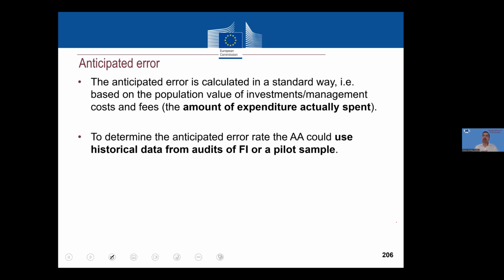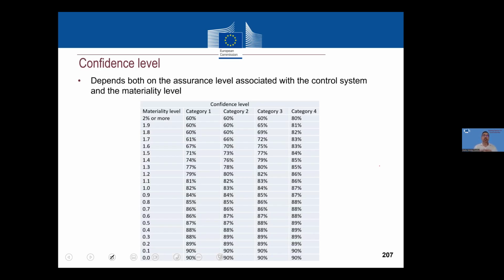Other things are similar but slightly different from the normal rules for the standard audit of operations. Anticipated error: here the anticipated error is calculated in a very standard way, which is the error that you expect based on the value of the expenditure spent. And for the anticipated error, as in many other places, you have to use either historical data from audits of financial instruments in the past or a pilot sample as usual. Something that is different is the confidence level.